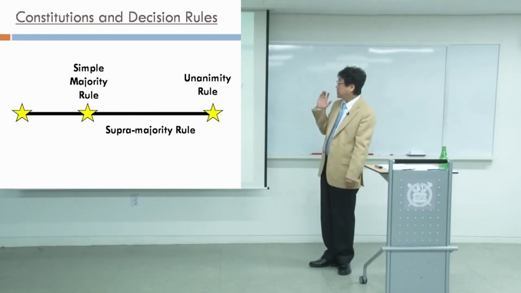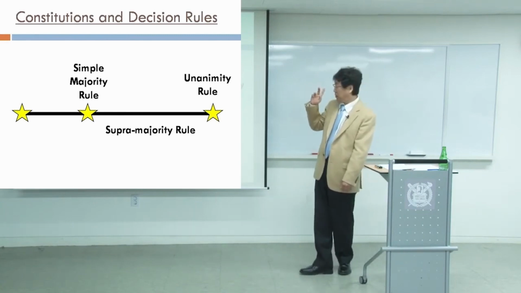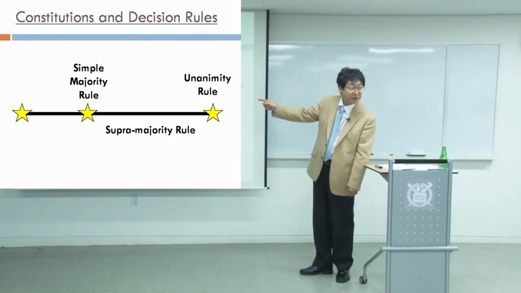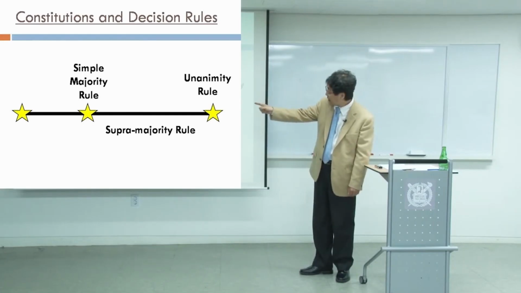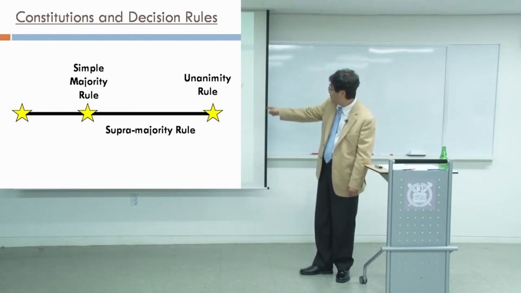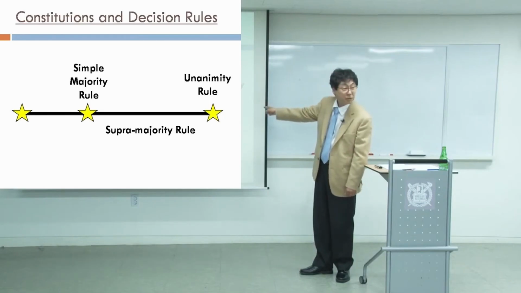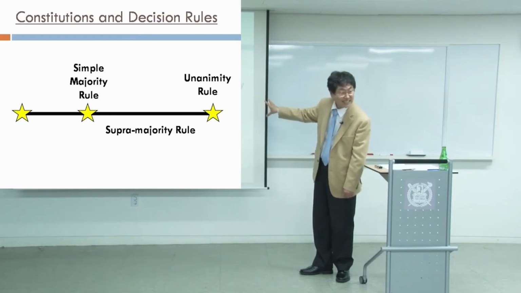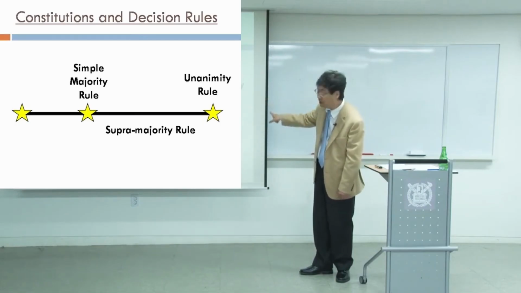Now, since I cannot go over there, I'm going to point from here, okay? It's a simple majority rule over there. And then we can move over to the extreme case of unanimity rule. And those are not dots, they are on a continuum, okay? The simple majority rule to unanimity rule.